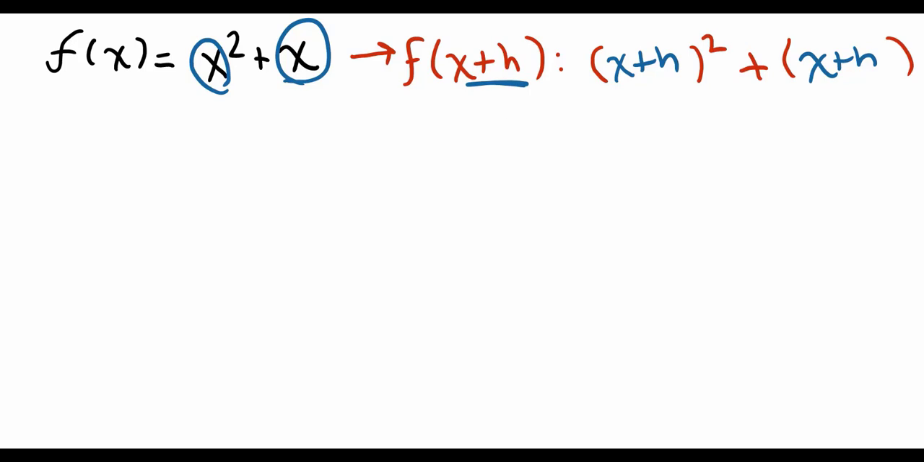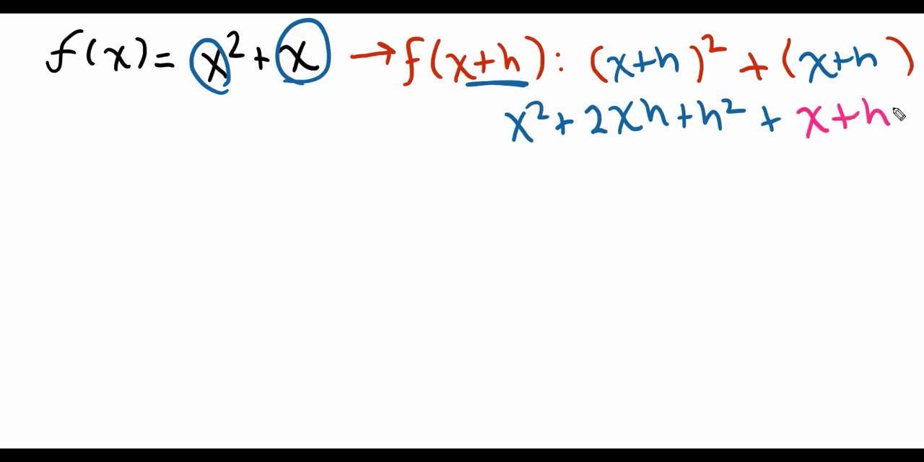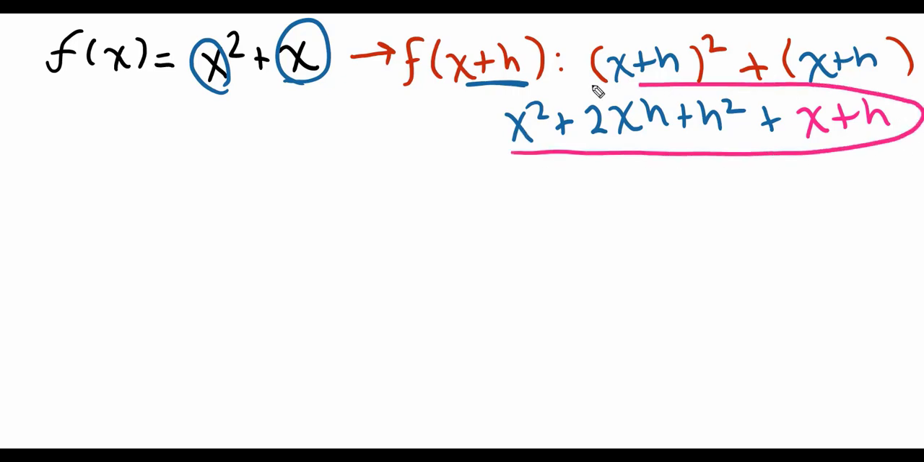And if we distribute that, we're going to get x squared plus 2xh plus h squared. And then on the other end, I have x plus h. And then if I combine like terms or do whatever I can, well, to be honest, there isn't anything to combine. So that is our f of x plus h. Okay, this whole entire pink thing right here.